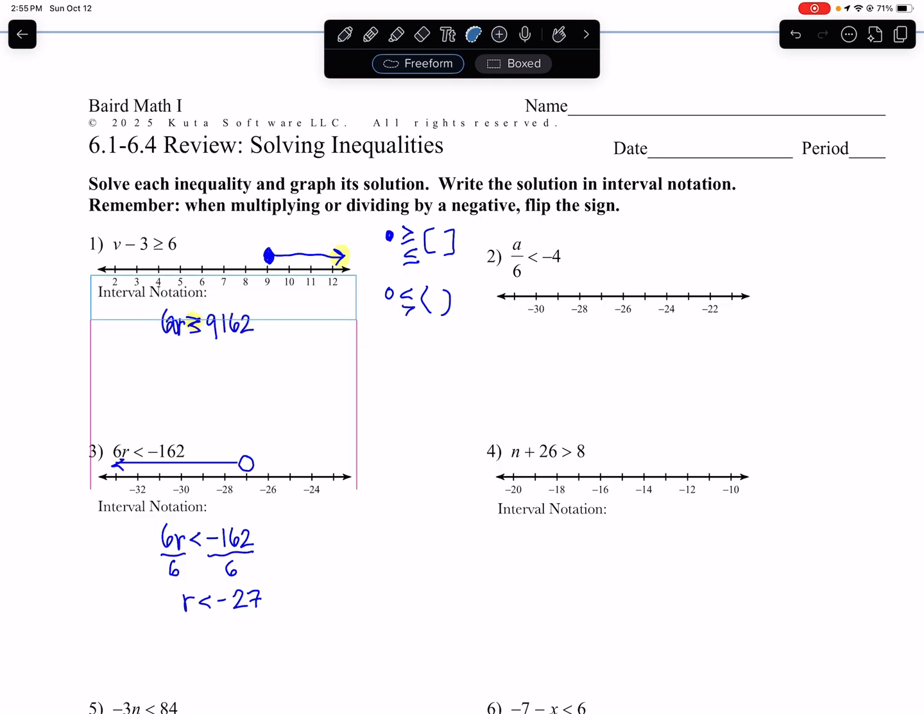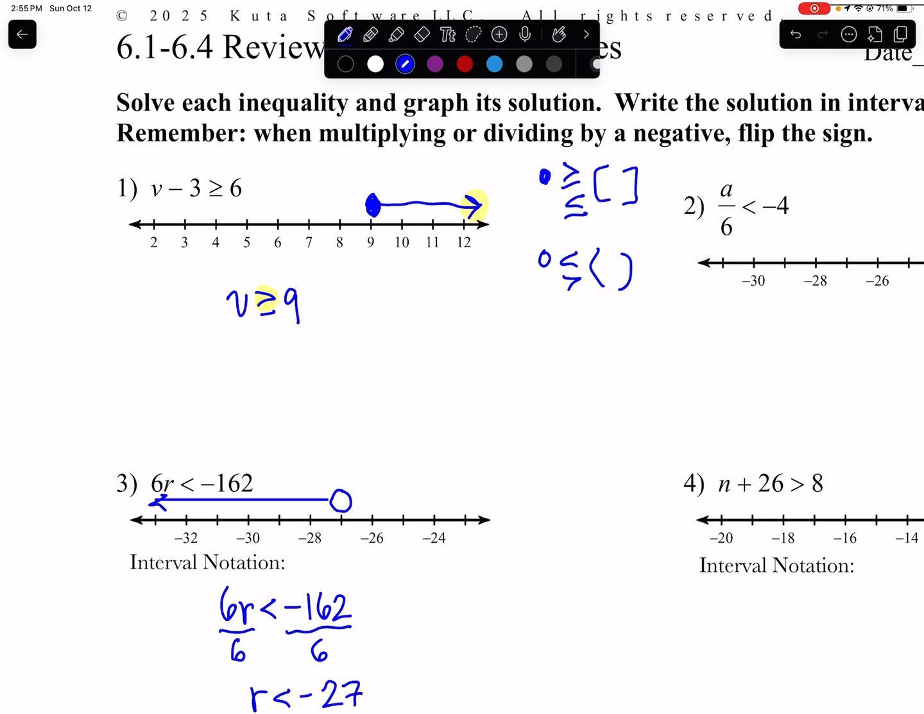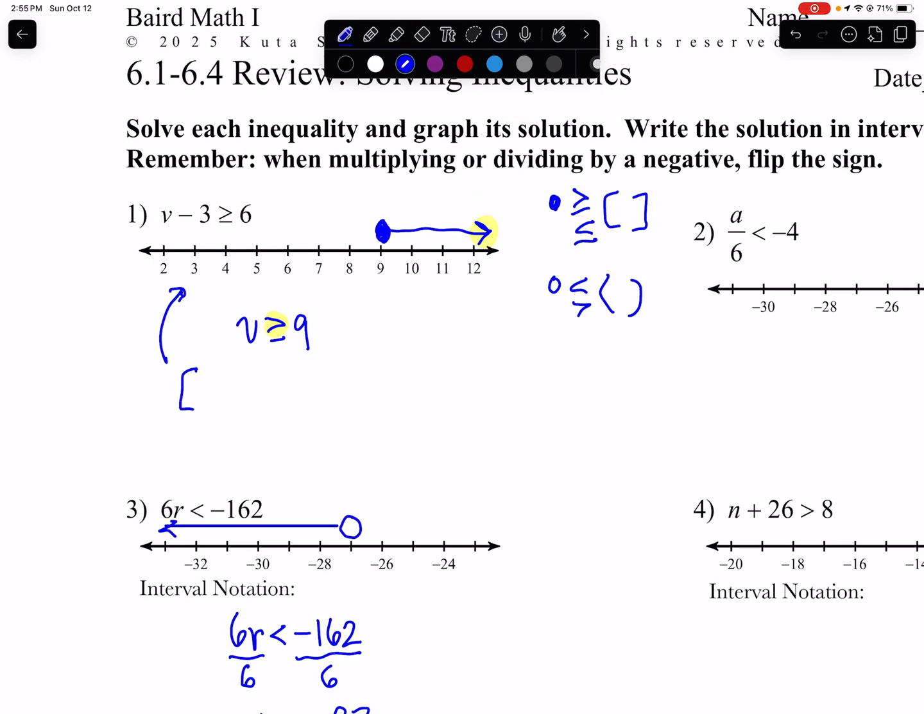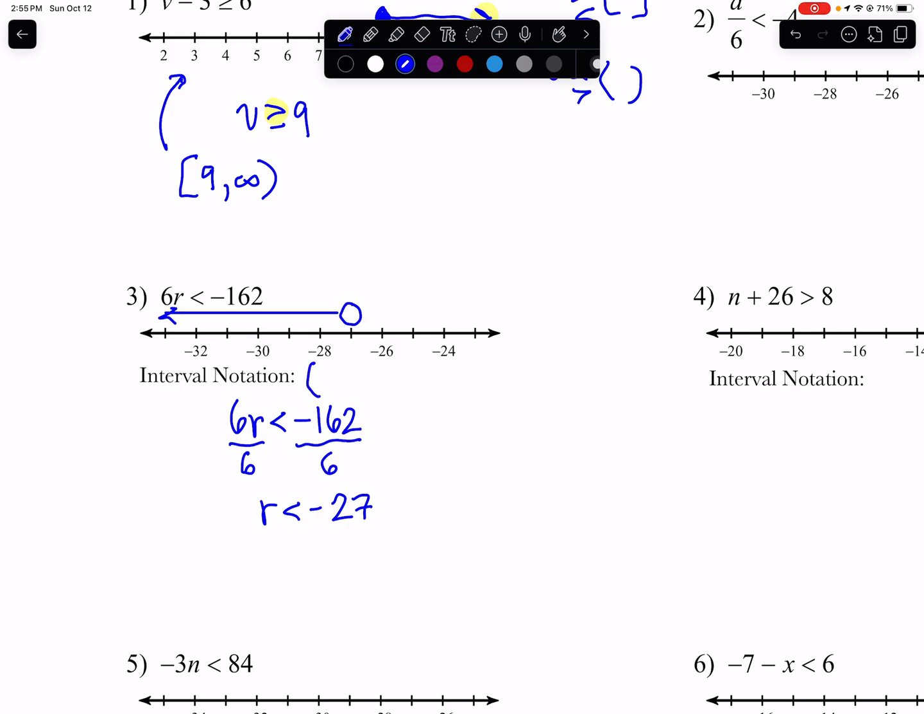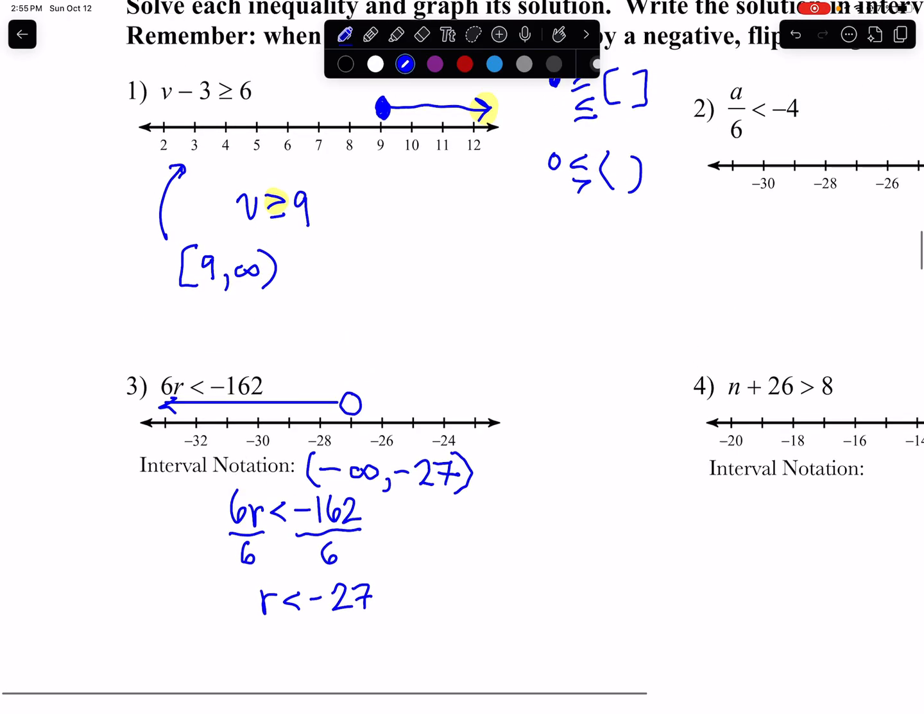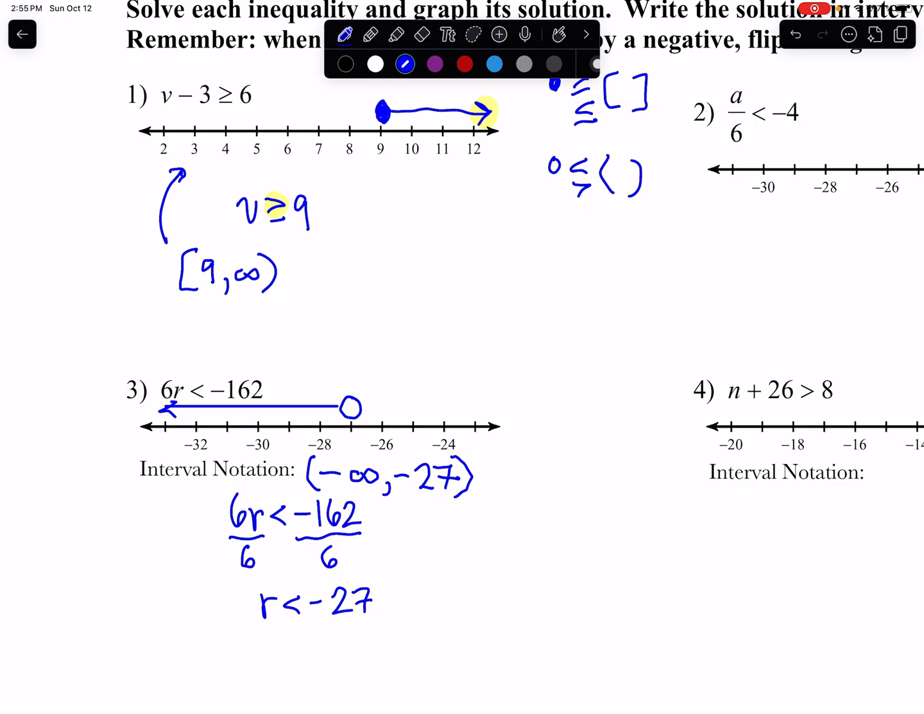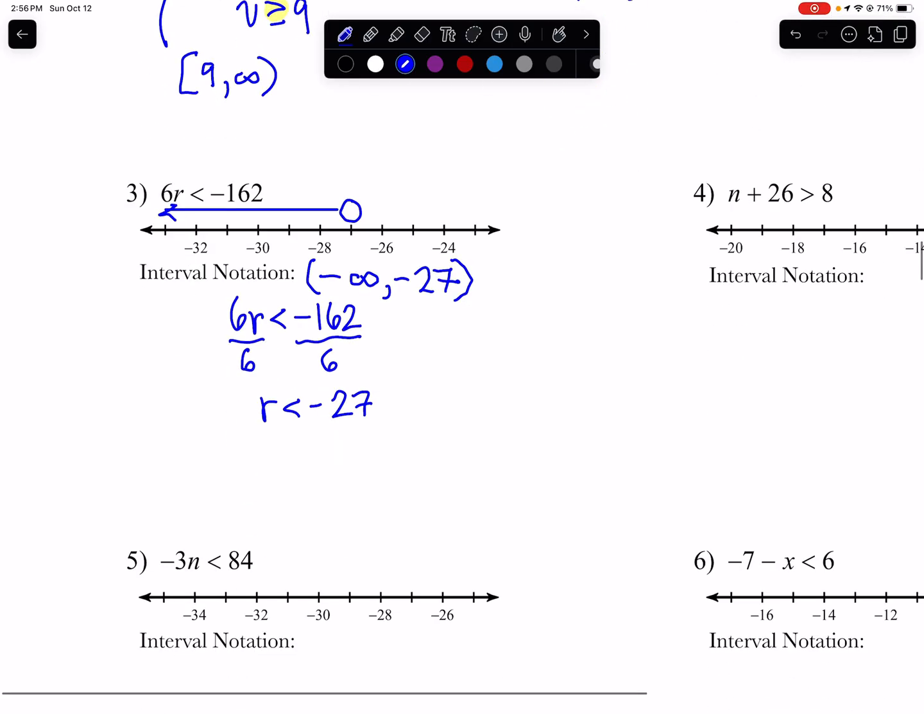I think my interval notation went away because I erased something earlier. So it should say interval notation here, like right here. For this problem, we would do bracket 9 to infinity. Okay. And then for this problem, we would do negative infinity all the way up until negative 27 with the parentheses. Okay. Because on this first page, every interval will have infinity in it. Some of them will have negative if it points to the left, and some of them will have positive if it points to the right.